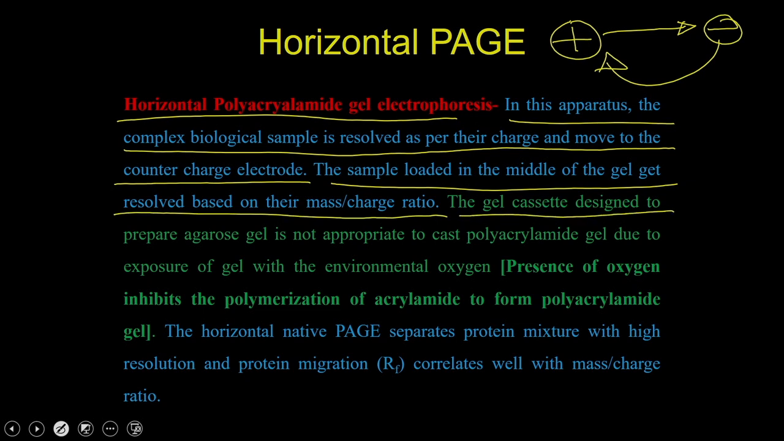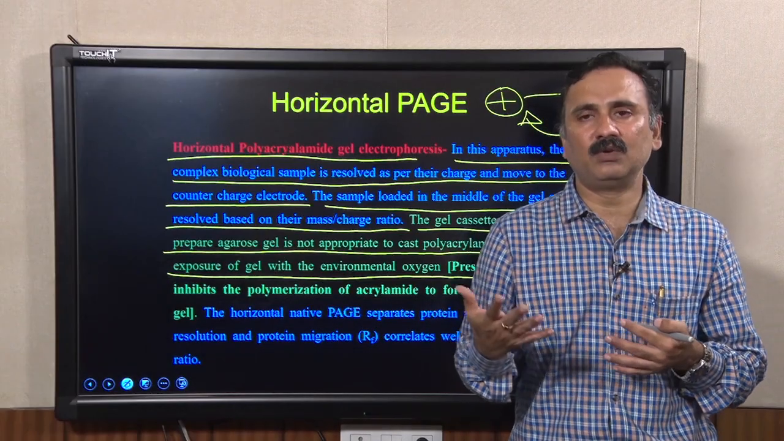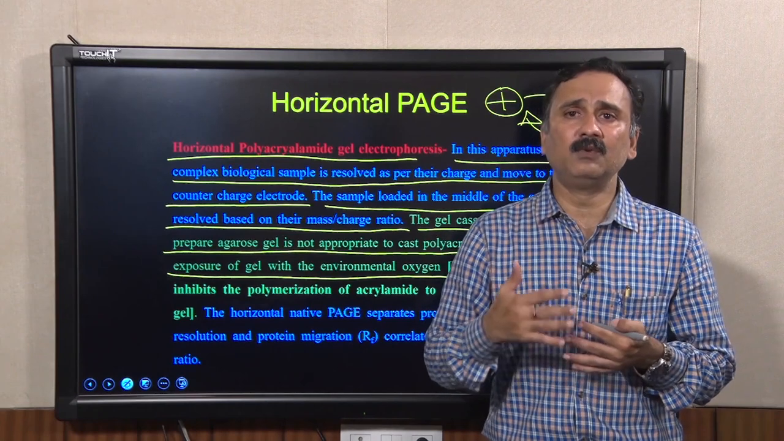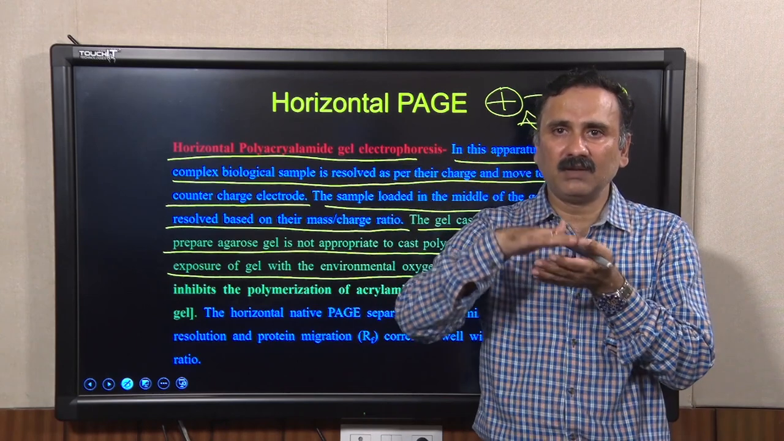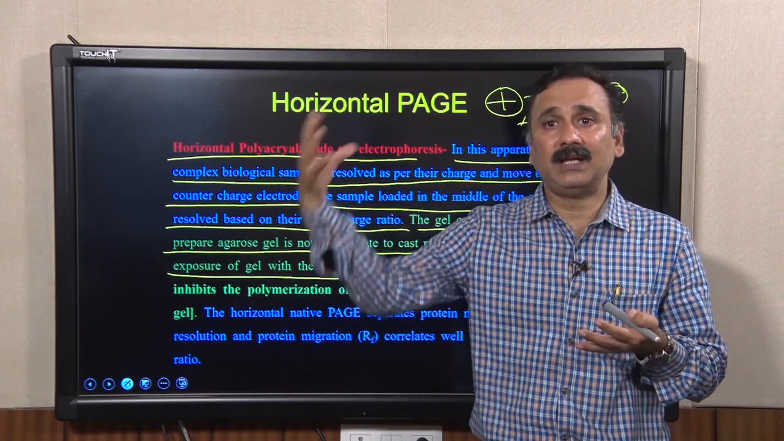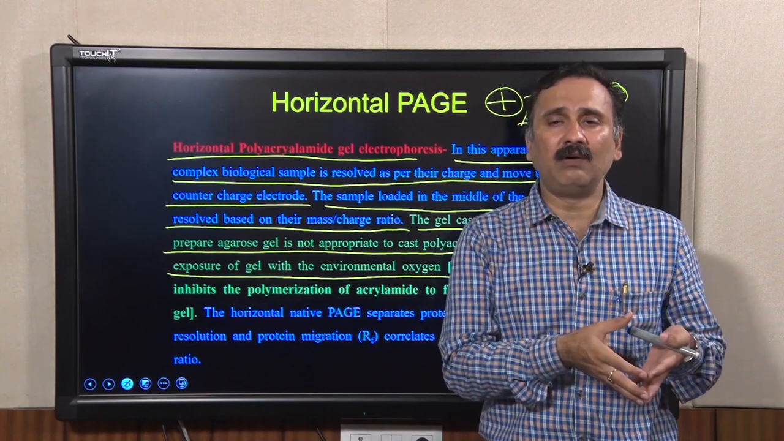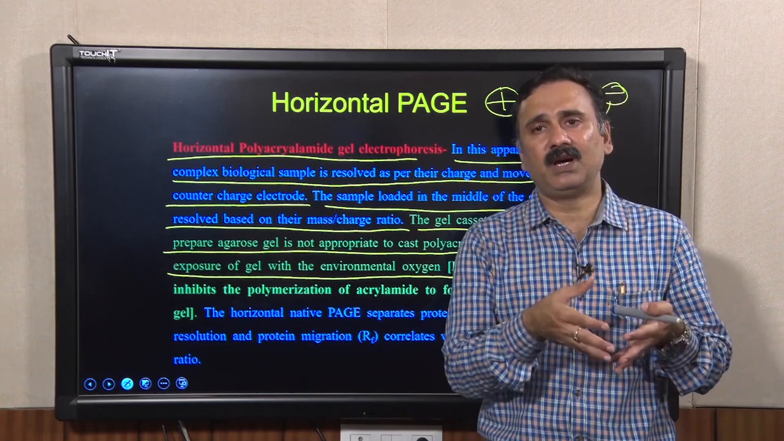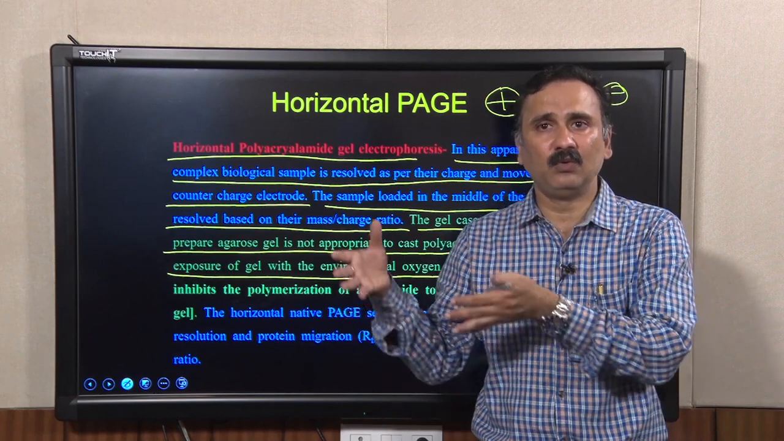The gel cassette designed to prepare agarose gel is not appropriate to cast the polyacrylamide gel due to the exposure of the gel to environmental oxygen. The gel cassette we use for agarose gel electrophoresis is not good enough to cast polyacrylamide gels because it is open from the top, so it gets direct entry of oxygen. And you know that oxygen is an inhibitor of acrylamide polymerization. So if oxygen is present, the polyacrylamide is not going to polymerize to give you the PAGE.